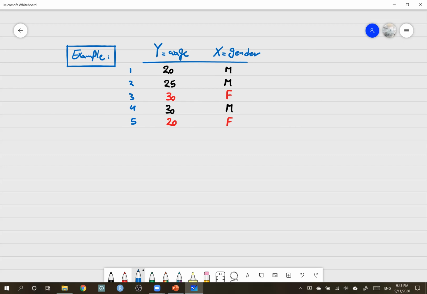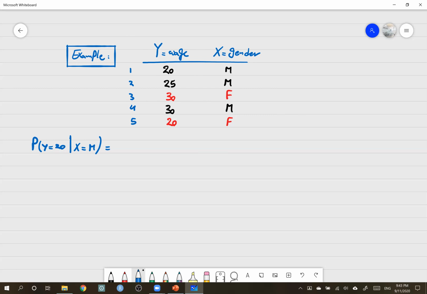Now let me ask you a question. Imagine I ask you, what is the probability that wage is equal to 20? Remember, we show wage with y, given x is equal to male. Pause the video and think about it. I'm quite sure you're able to answer this question. What is the probability that the wage is equal to 20 when we're only looking at males?